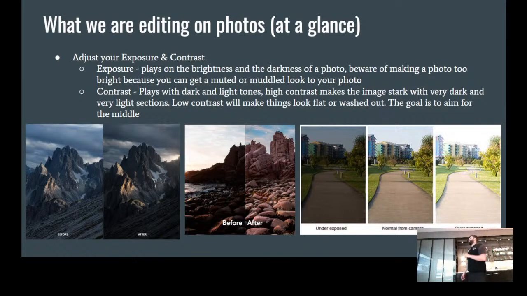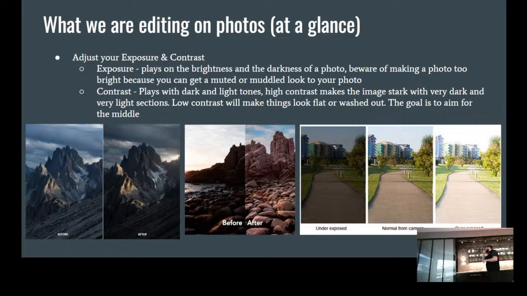Next thing we're going to look at is exposure and contrast. These are the next two big ones when it comes to editing your photo. Exposure plays on the brightness and darkness of a photo. Beware of making a photo too bright because you can get a muted and muddled look to your photo. And contrast, on the other hand, is going to play with the dark and the light tones. High contrast makes the image stark with very dark and light sections. Low contrast will make things look flat or washed out. The goal is to aim for something in the middle.